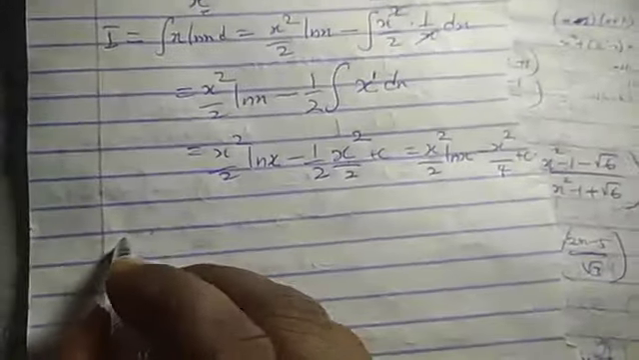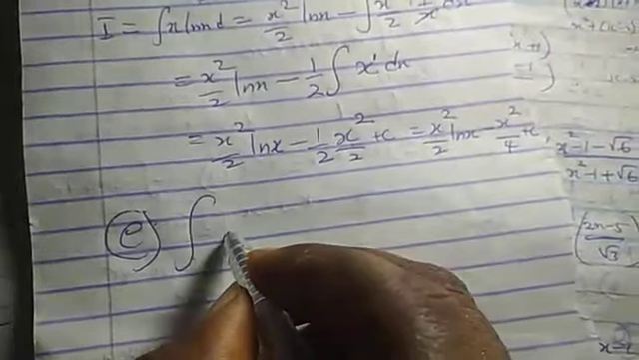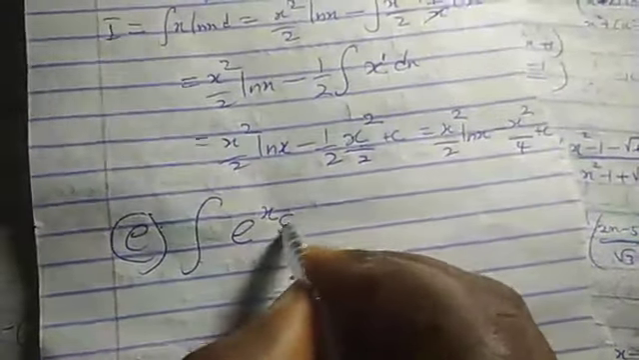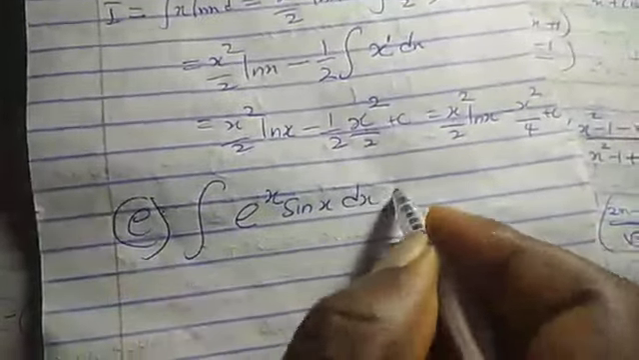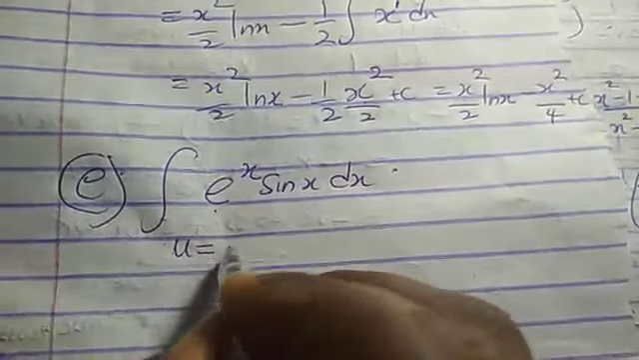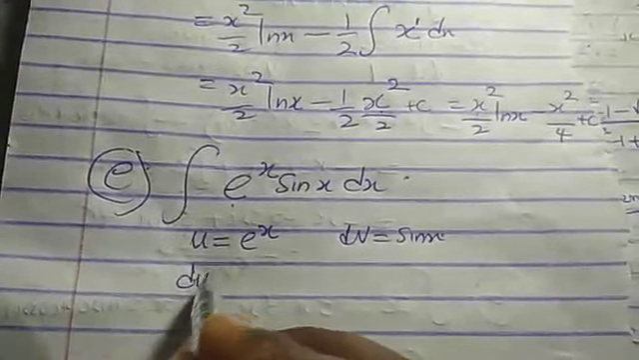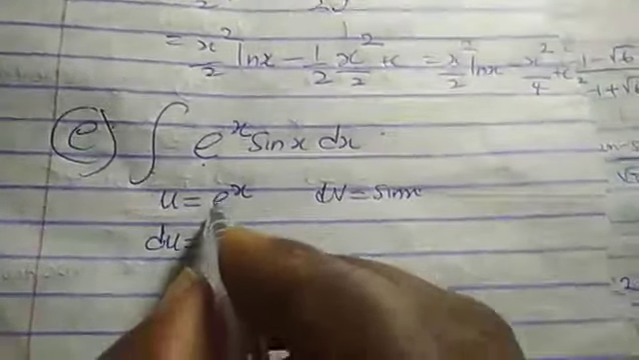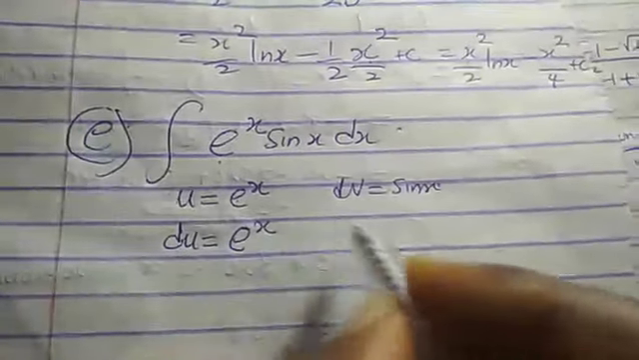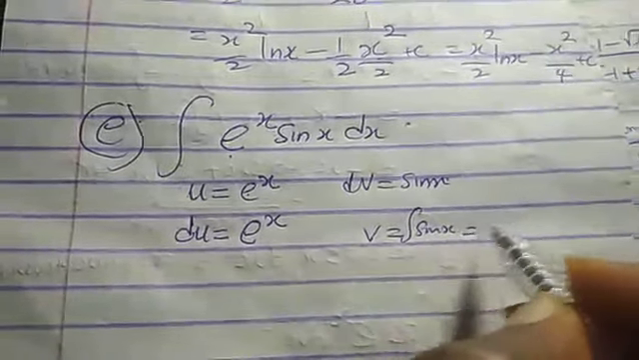Now, let's consider this. Let's say we want to integrate exponential x sin x dx. Now, as usual, let's say u is exponential x, the v is sin x. Then the next thing is we need to find the du, which means differentiation. If I differentiate exponential x, I will have exponential x. This one, v, means integration of sin x, which is minus cos x.